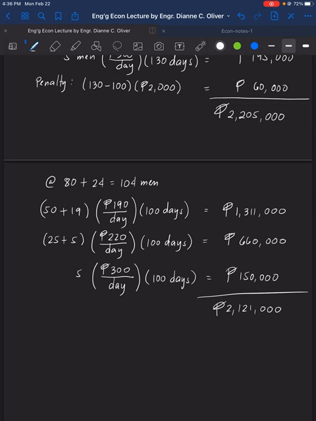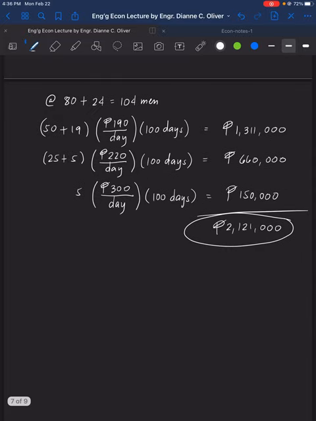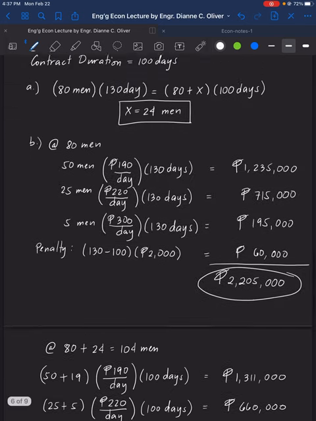So you can see the difference. At 80 men, the contractor will pay 2,205,000, and for an additional 24 men, the contractor will pay 2,121,000. So the savings here is equal to 2,205,000 minus 2,121,000. So the savings is 84,000 pesos.